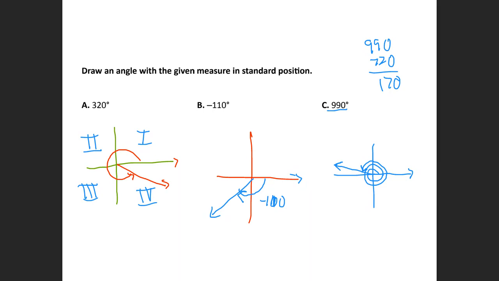So if I had asked you to do negative 990, I'm going to do this in red. I'd go around 1 time here, 360. I go around again, 720. So now I have to go another 170. Then I would end up right about here. And then I would draw my arrow here showing that I went this way around the circle. And now negative 990 would be in quadrant 3.